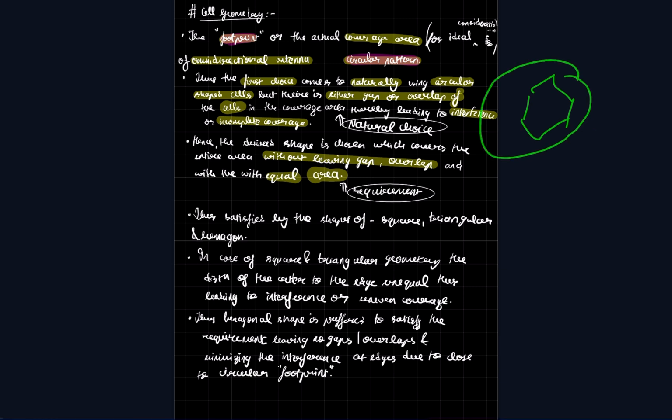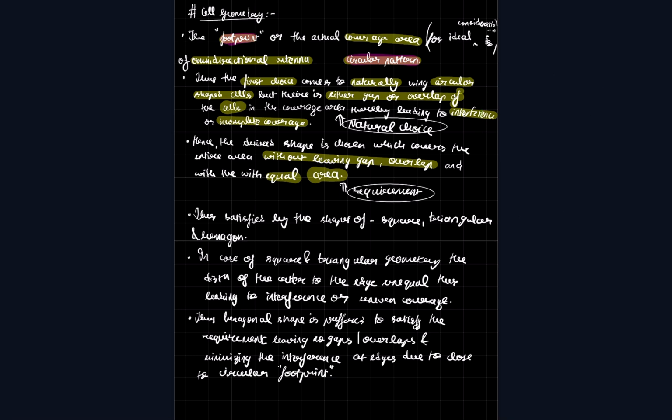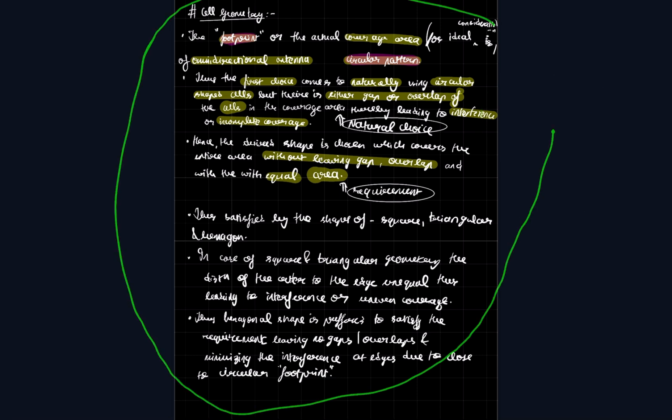The hexagonal geometry is the ideal choice because it is the closest approximation to the circular footprint. If you observe, we have an omnidirectional antenna placed here, and even though it has a circular footprint, the hexagon is the closest to that to have this entire area covered effectively. So we go for this hexagonal geometry, and that's what I have written over here.